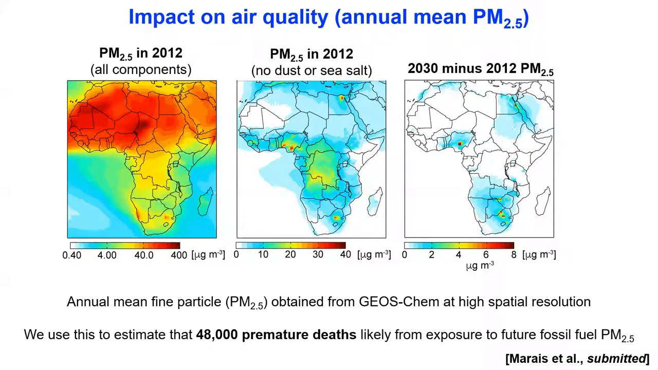I think if you just click next, it'll show a little bit of an animation showing the wind distribution. There you go. So that's just the circulation pattern that leads to this large extent of pollution through Southern Africa.